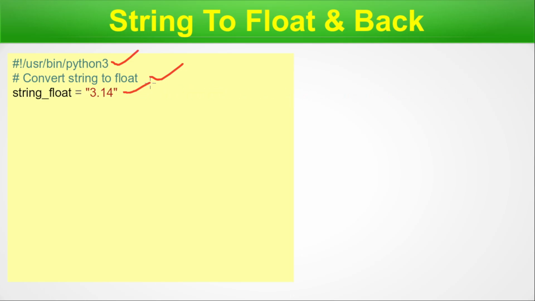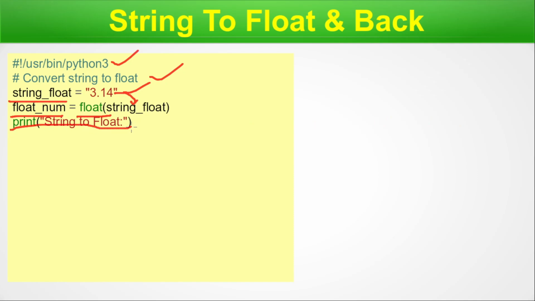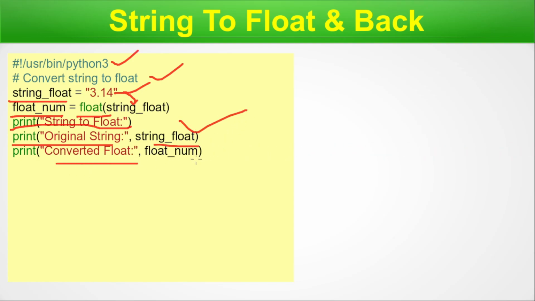So here we have a string_float. This is a string and it contains a float, that is 3.1. And then we have a float variable. How do we do that? We convert this string using the float function, and we type string_to_float. We are printing now for checking: the original string is string_float and the converted one is the float.